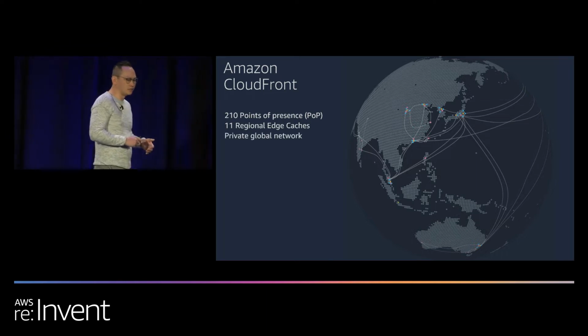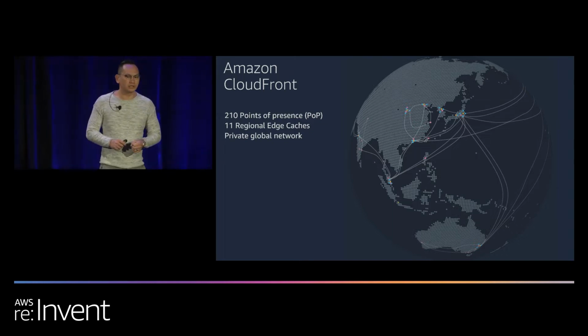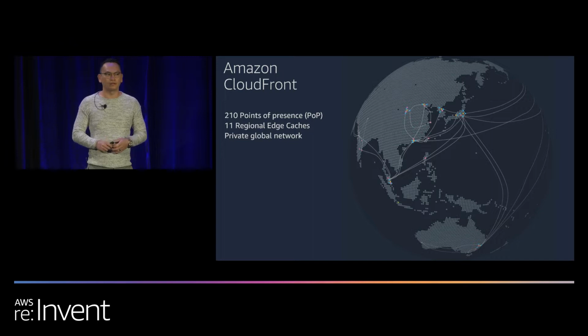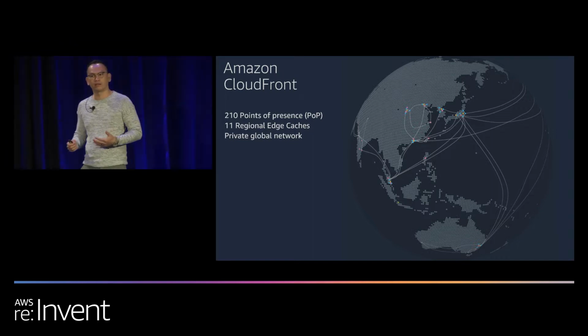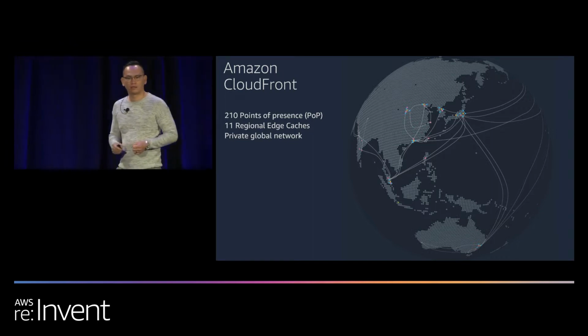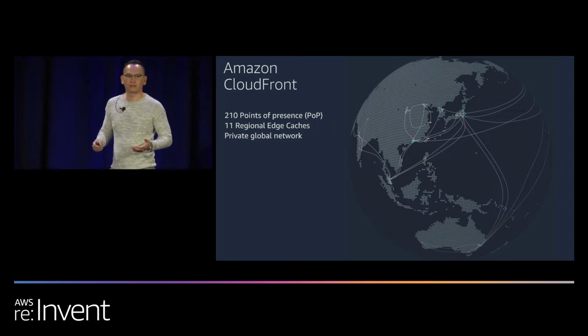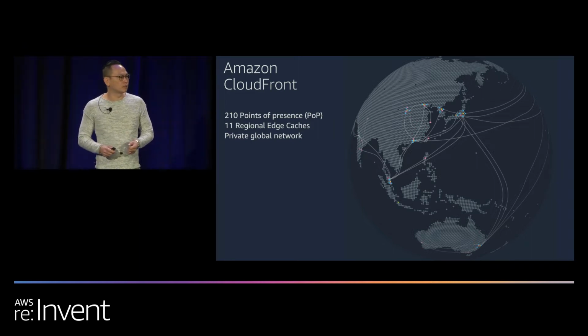The next thing you'll see here is there's lines around this graph, and between the edge locations and our AWS regions, we have a global backbone network that's privately managed by AWS. Later in the talk, I'm going to go into why this is significant and some of the things we think about as we deploy this backbone network.